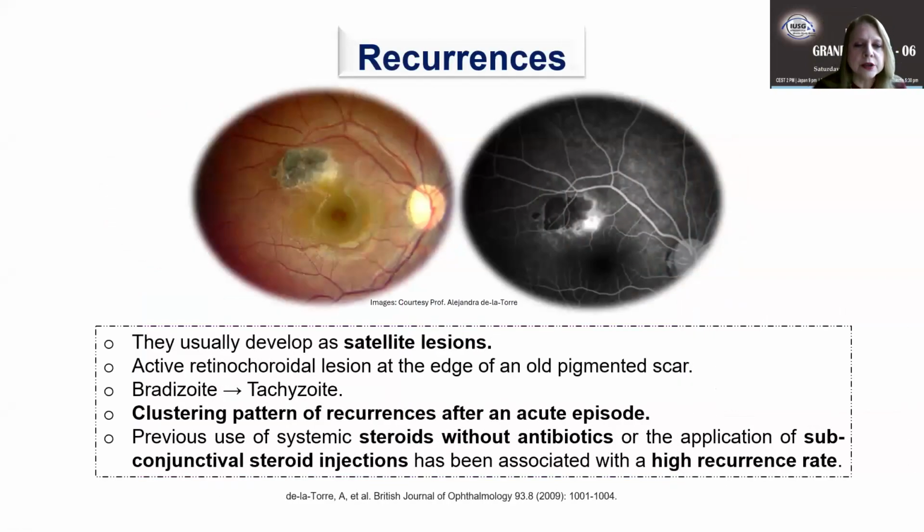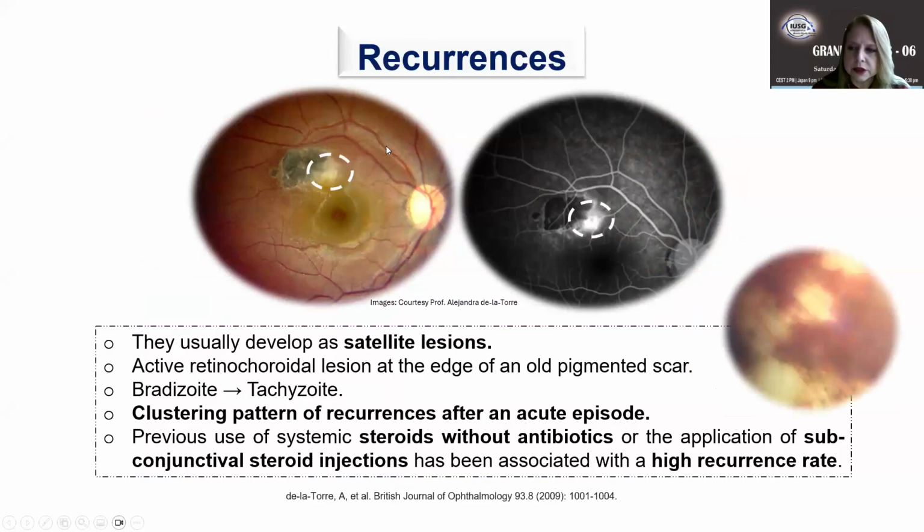Regarding recurrences, they usually develop as satellite lesions. As you can see here, an active retinochoroidal lesion at the border of an old pigmented scar. Usually, toxoplasmosis presents a clustering pattern of recurrences after an acute episode, and previous use of systemic steroids without antibiotics or application of subconjunctival steroid injection has been associated with a high recurrence rate.